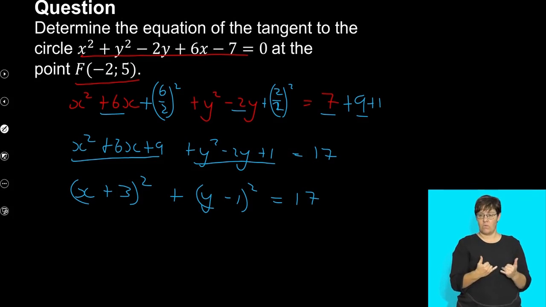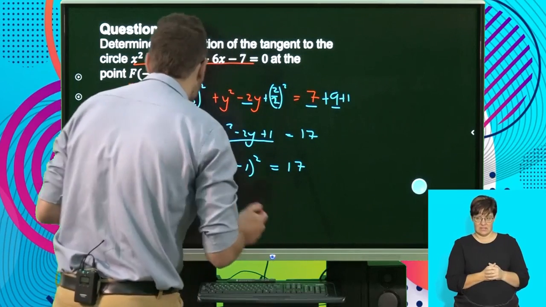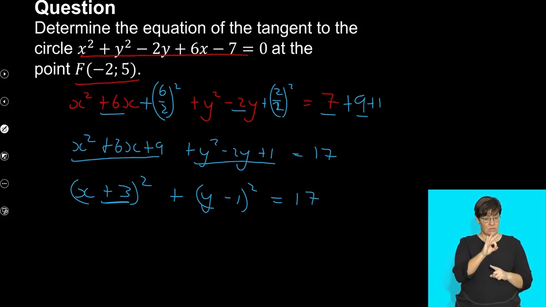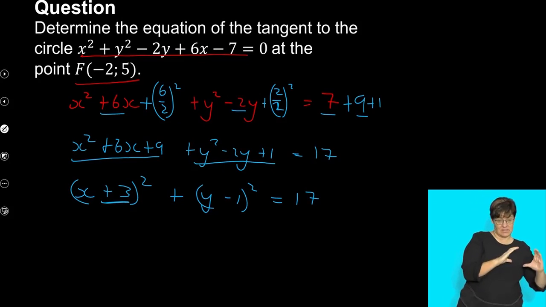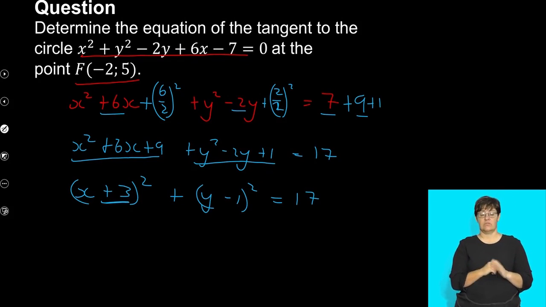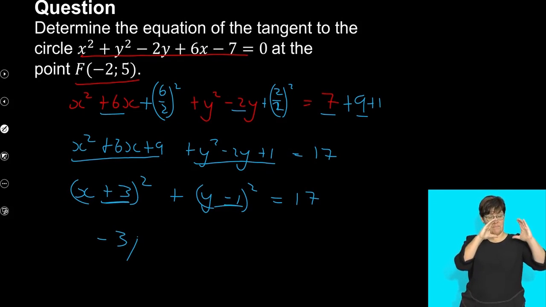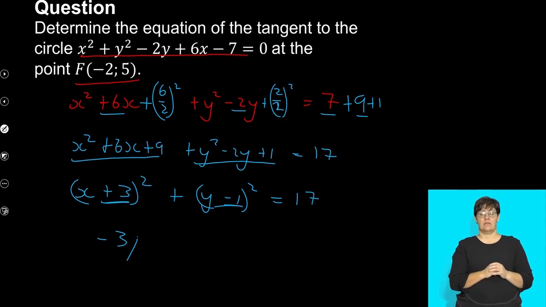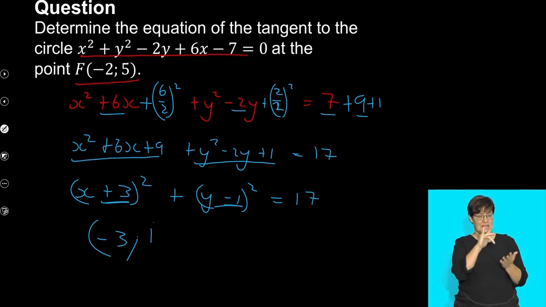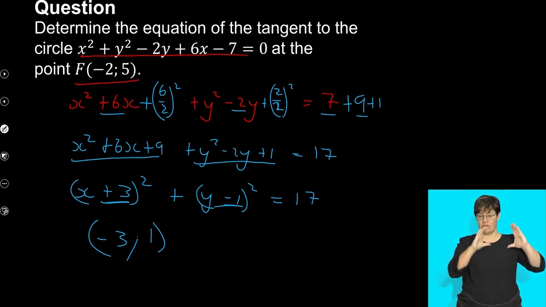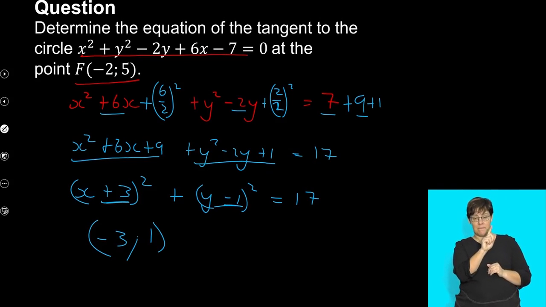And this is great, because now I've got it in standard form and I can see what the center of the circle is. This plus 3 has shifted it in the opposite direction, shifted it to the left, and so my center is going to be at minus 3. This has shifted it up, and so my y value is going to be 1. That's the center of my circle, and this is excellent, because now that I have the center of the circle, minus 3 and 1, I can work out the gradient of my radius.